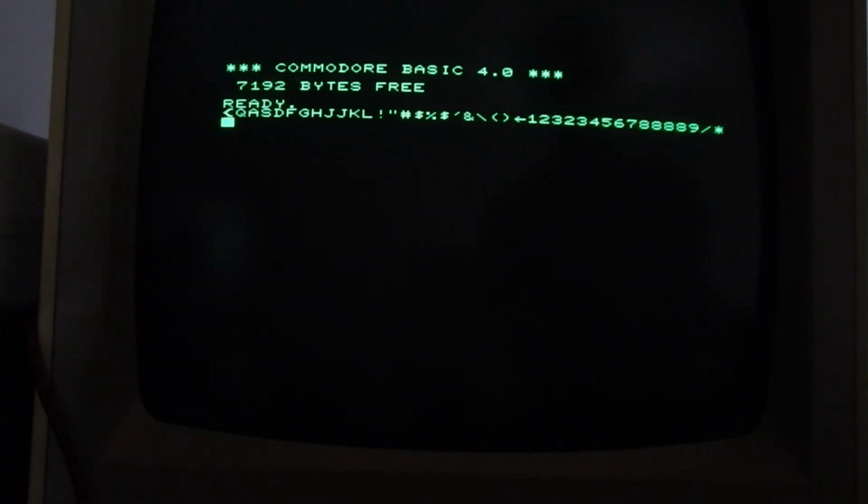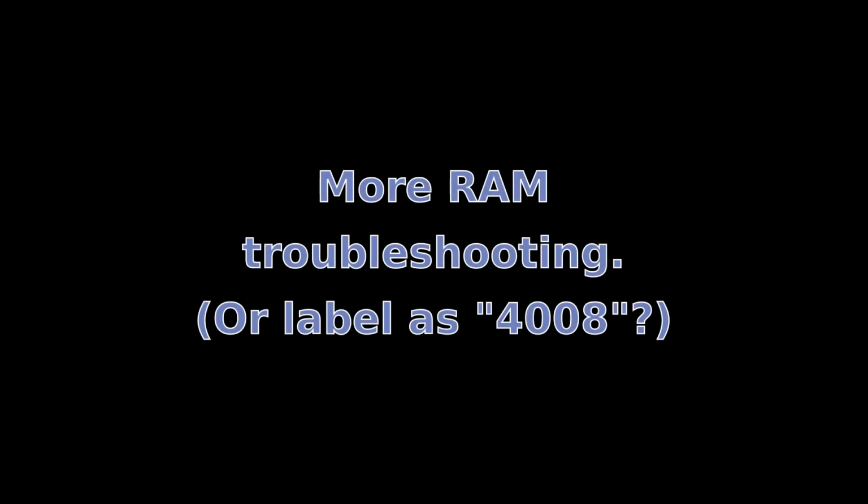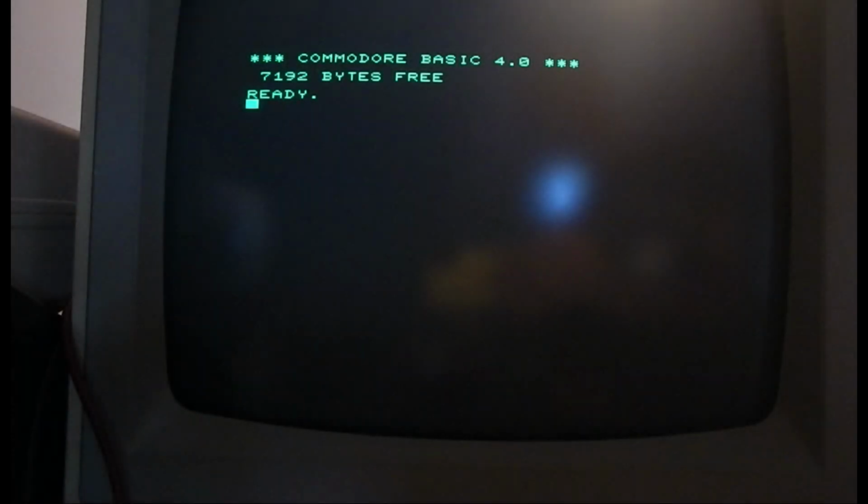And now all the keys work fine. We can focus again on the main RAM problem. The BASIC is reporting 7192 bytes free, as if it had only 8 kilobytes of total RAM and not 16 kilobytes, as it currently only has the IC of the first bank installed.